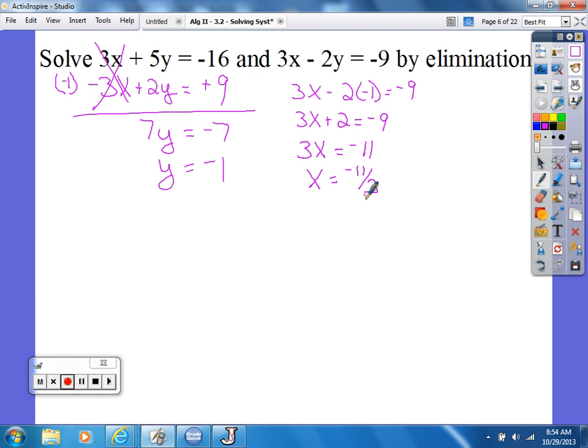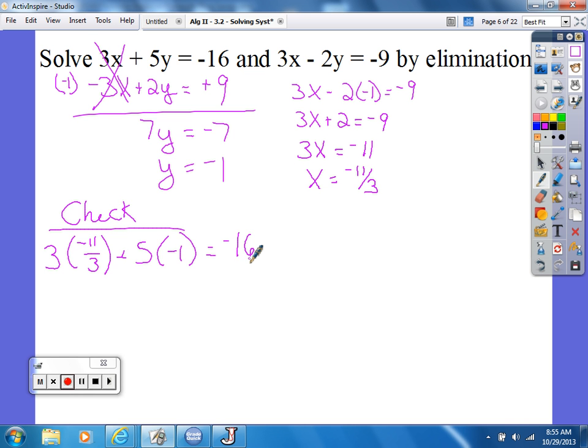But now we have to do one final thing, which is check. Let's check the first equation. 3 times negative 11 over 3 plus 5 times negative 1 equals negative 16. Can I just put a check mark and say, yeah, I'm done? No, I have to do some math. See how the 3 is on top and the 3 is on bottom? They cancel out. So don't be afraid that you got a fraction. It probably is going to cancel out.